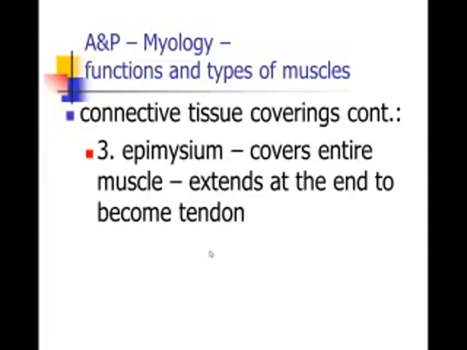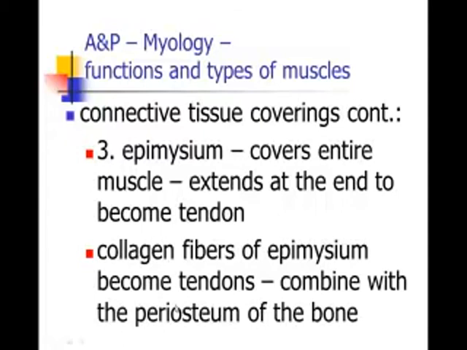And then epimysium. Epimysium covers the entire muscle and extends out and becomes the tendon that will attach to the periosteum of a bone or to another muscle. Sometimes that happens. The collagen fibers, we talked about collagen before when we talked about bones and things. Collagen is a protein, strong protein, and the collagen fibers from the epimysium converge and become the tendons, and as I mentioned, they attach to the periosteum of the bone.